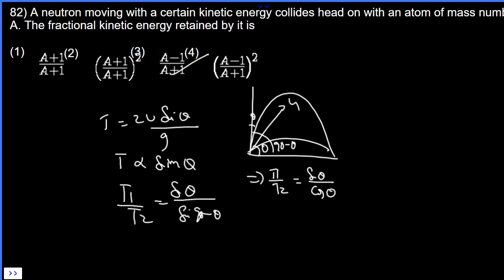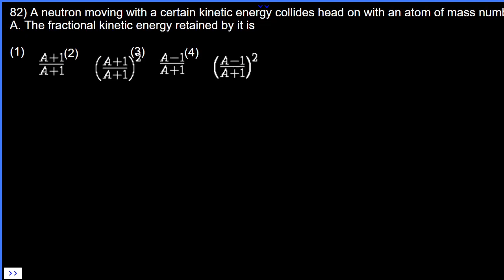Next problem, number 82. A neutron moving with a certain kinetic energy collides head on with an atom of mass number A. The fractional kinetic energy retained by it. So that is the direct formula. Fractional kinetic energy retained.